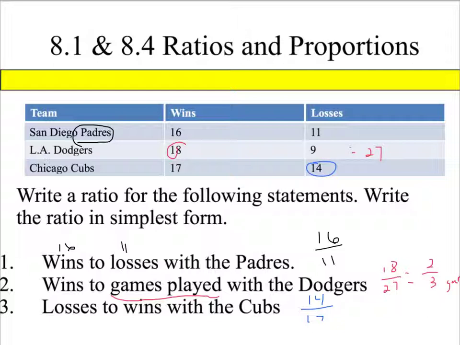So that's ratios. Remember, whatever comes first is going to be the numerator. So wins to losses with the Padres: wins comes first, 16 came out as my numerator. Wins to games played: 18 was the games played, and I simplified it down to 2/3 later on. Losses came first for the last one. You could write 16:11, 2:3, 14:17, or you could actually write out the word "to". Notice these words going straight down. You'll notice that you're making a ratio.